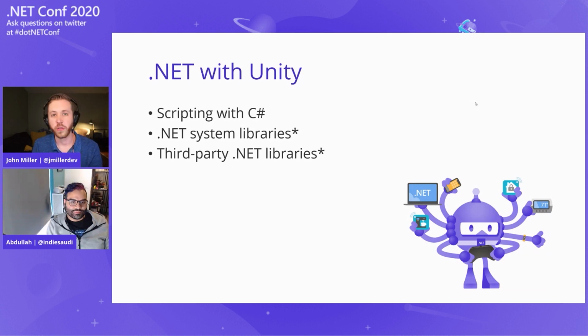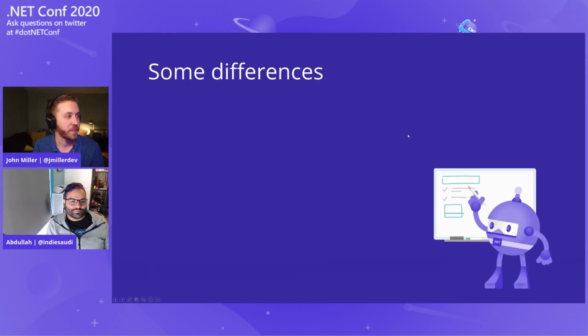And then you also can use third-party .NET libraries that you might love to use already, but with the caveat here, which is the asterisk, that they may not be tested on the platforms that Unity supports either. And also you're working in a Mono environment here too. So that's something else to consider when using third-party libraries.